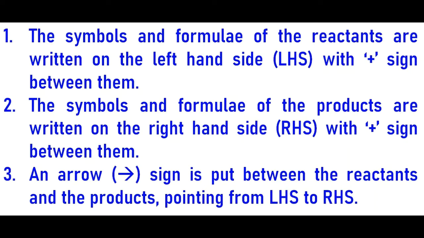Simple steps: the symbols and formulae of the reactants are written on the left hand side, LHS, with plus sign between them. The symbols and formulae of the products are written on the right hand side, RHS, with plus sign between them, and an arrow sign is put between the reactants and the products, pointing from left hand side to right hand side.